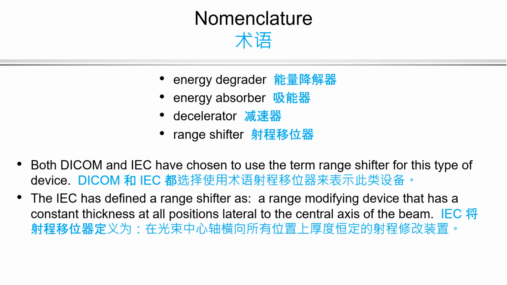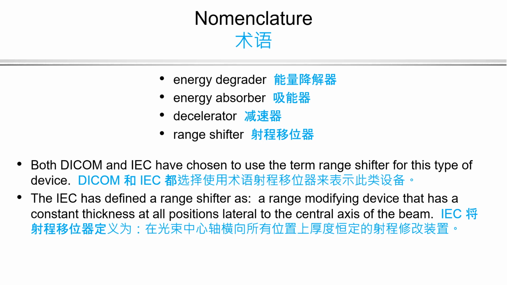Before describing the different types of range shifter devices, there is some nomenclature to be discussed. From the 1970s through the 1990s, there were several different names used for slabs of materials inserted into the beam path of radiation treatment beams. One such name was an energy degrader, but the word degrade implied a decrease in quality rather than simply decreasing the energy. No patient would want to be treated with a degraded beam.